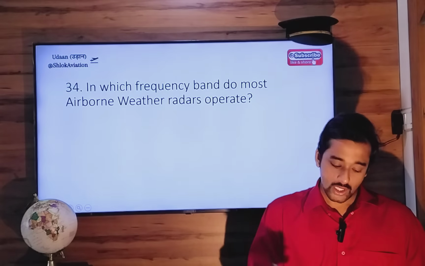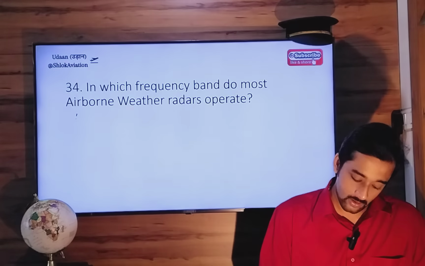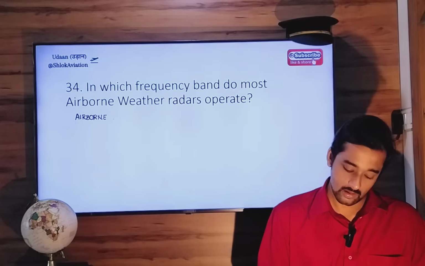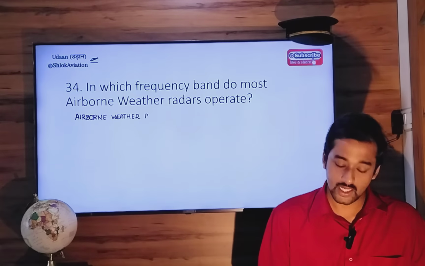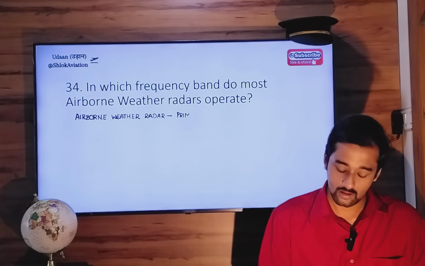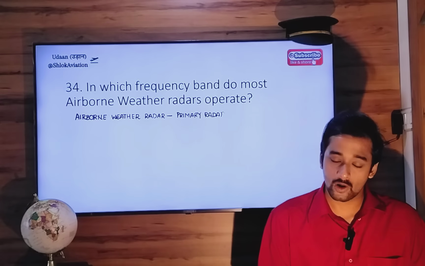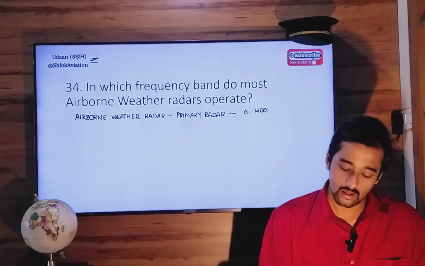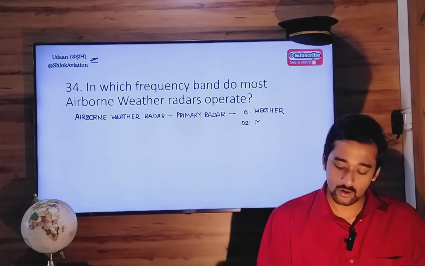Next. Question 34. In which frequency band do most airborne weather radar operate? Now, airborne weather radar is a type of primary radar. It is used for two purposes. First, detect weather, and second is navigation purpose. We call it ground mapping.